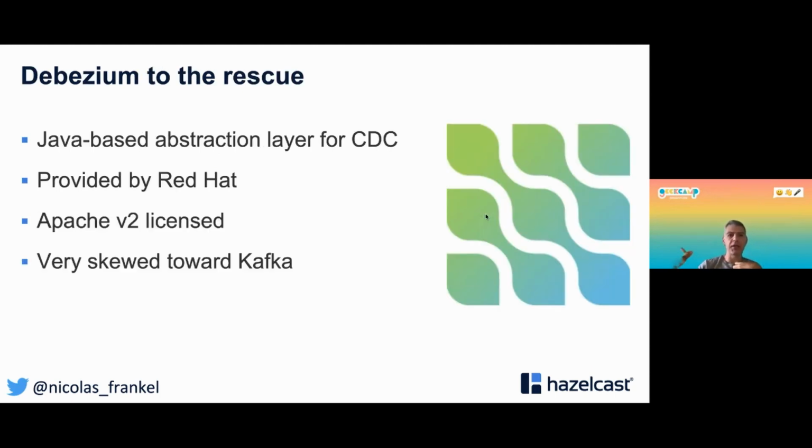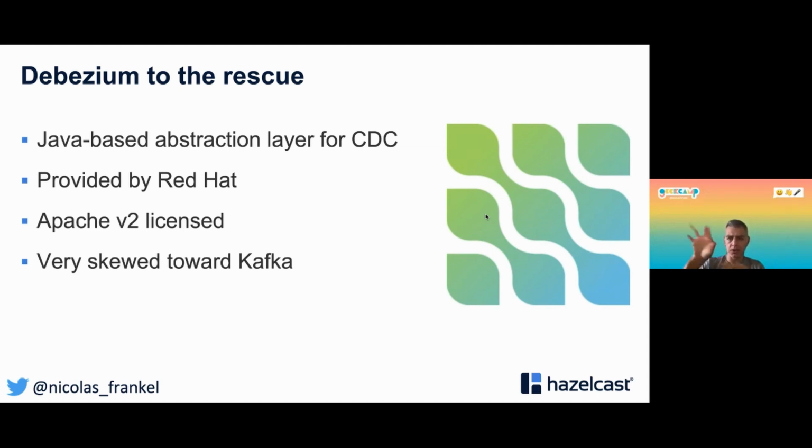Fortunately, there is something called Debezium, and Debezium does that for us. It presents an abstraction layer for CDC. It's provided by Red Hat and it's open source, and it's very good for that. Basically, I just need to use the Debezium API, the Debezium model, and Debezium will take care of the different databases. Now there is an issue: it's quite skewed toward Kafka.